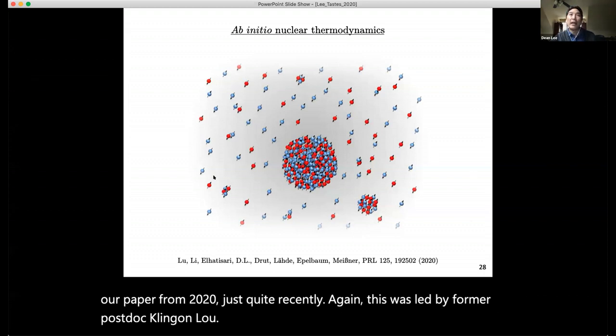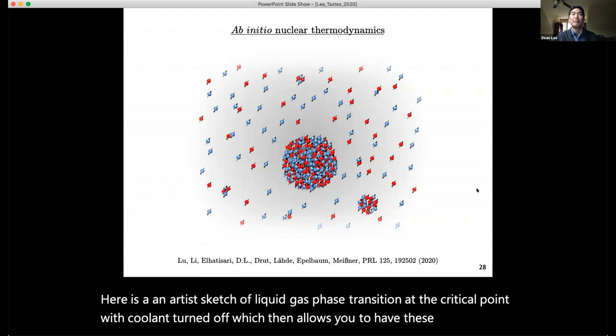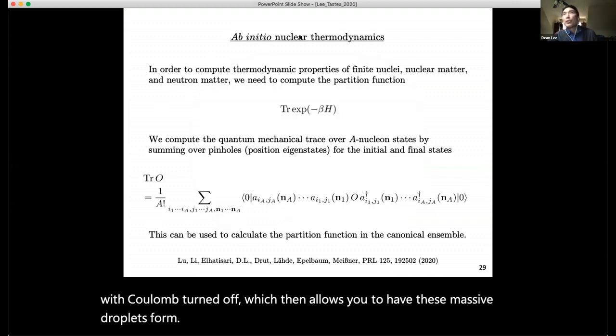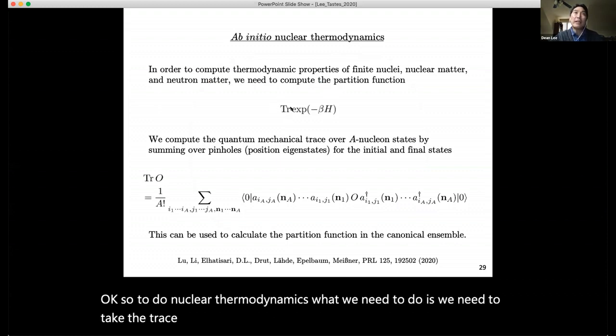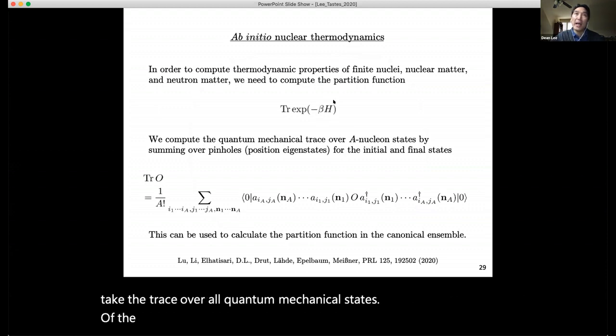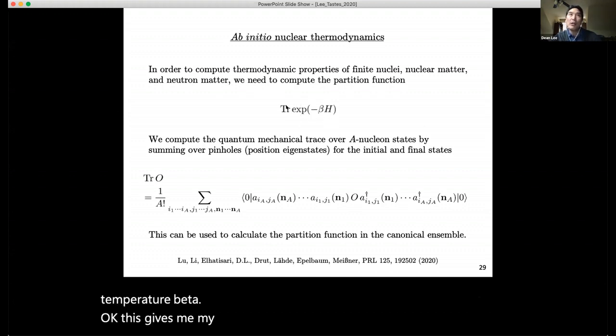And here is an artist sketch of the liquid gas phase transition at the critical point with Coulomb turned off, which then allows you to have these massive droplets form. Okay, so to do nuclear thermodynamics, what we need to do is take the trace over all quantum mechanical states of the exponential of minus beta h. H is the Hamiltonian, of course, and beta is 1 over k Boltzmann times the temperature T. So this is my inverse temperature beta. This gives me my Boltzmann distribution, and I need to do the trace over all quantum mechanical states.